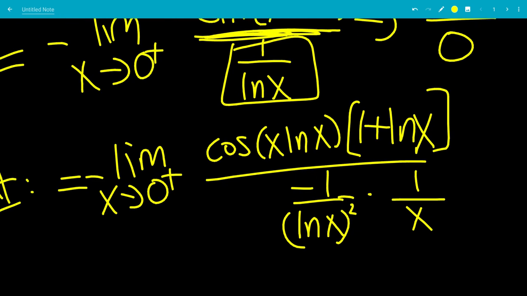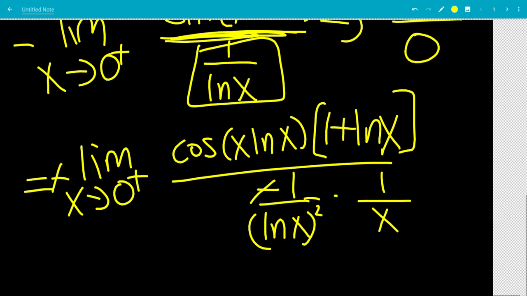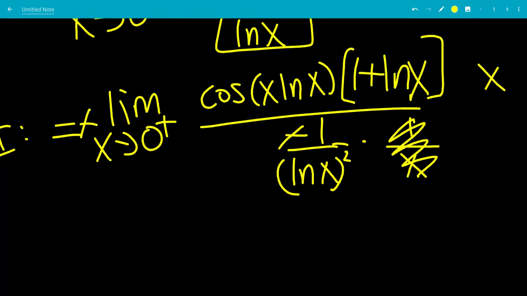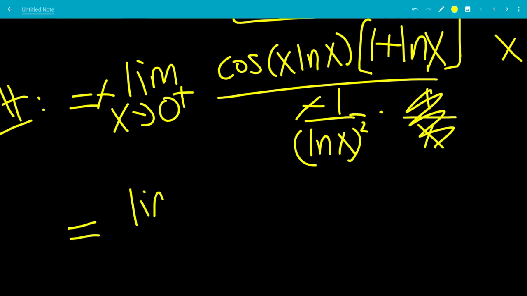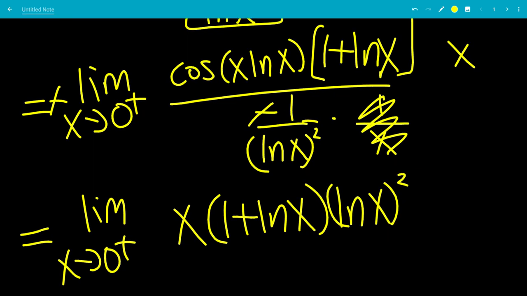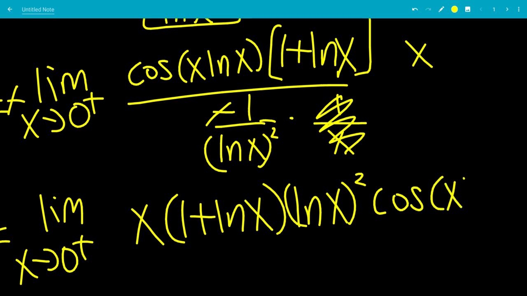So now we can see the negative from the limit outside the limit, and the negative here will cancel. We can move x to the front, the top, because x times 1 over x will cancel. And then, what will we be left with? We can move ln of x quantity squared to the top. So we're going to have the limit as x goes to 0 from the right of x times 1 plus ln x times ln of x quantity squared times cosine of x times ln of x.